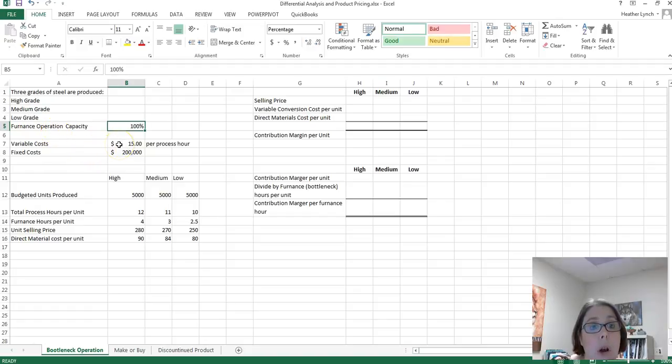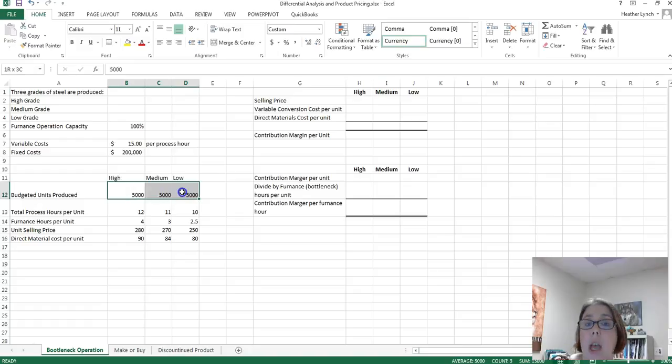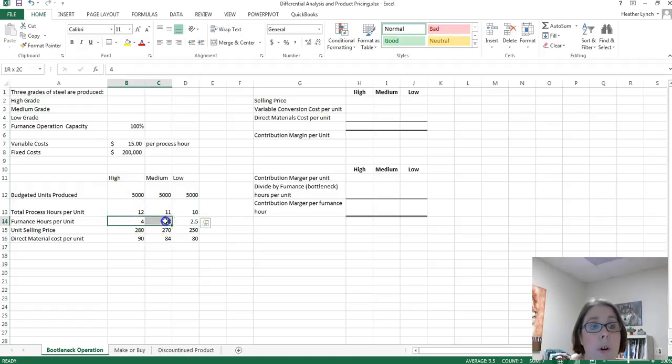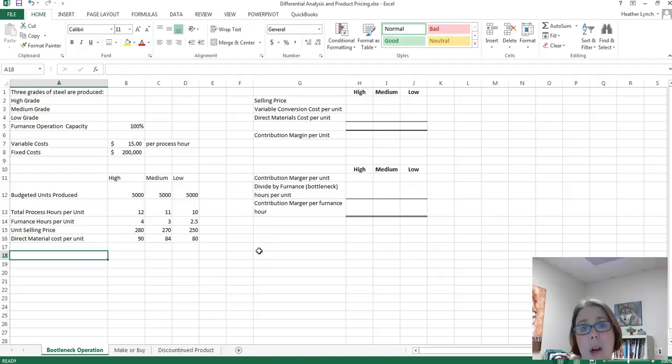They have a variable cost of $15 per process hour, a fixed cost of $200,000, and they're telling us that our budgeted units produced are 5,000 for each of the high, medium, and low. They're giving us our total process hours per unit, our furnace hours per unit, our unit selling price, and our direct material cost per unit. And I want to figure out, again, how do I want to market this?